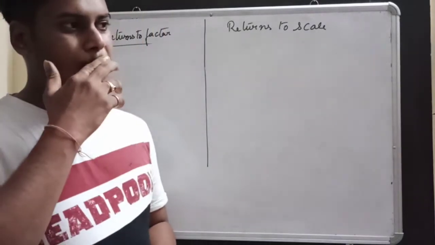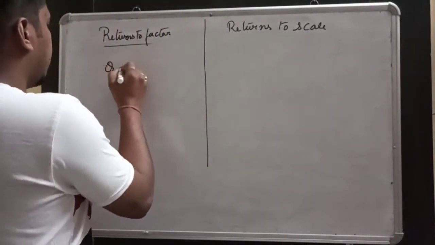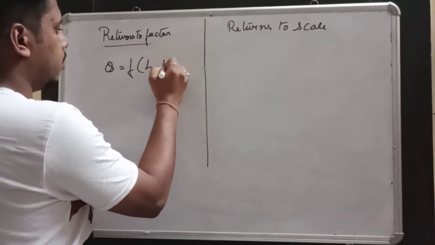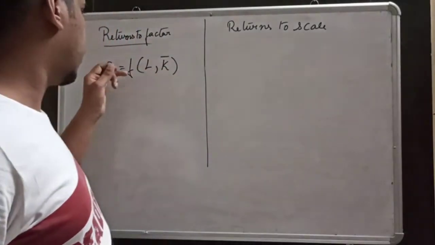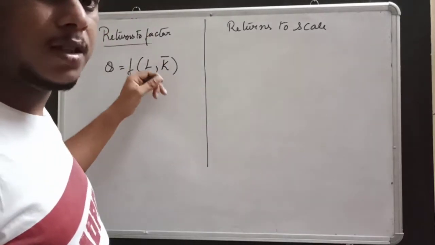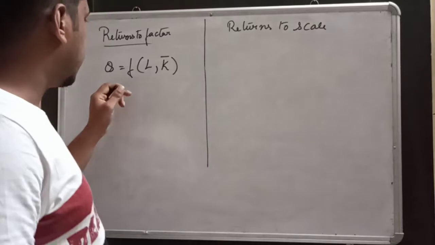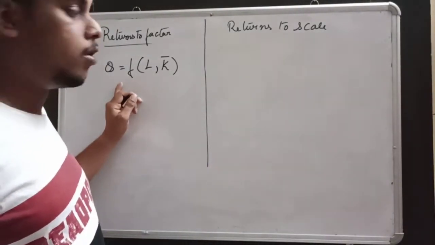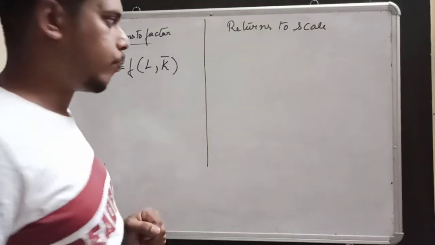Okay. So returns to factor basically occurs when the production function is something like this. One is fixed and the change in output can be brought about by changing the input, that is the labor, keeping capital constant. So this type of production function exists only in the short run. So this returns to factor exists in the short run.